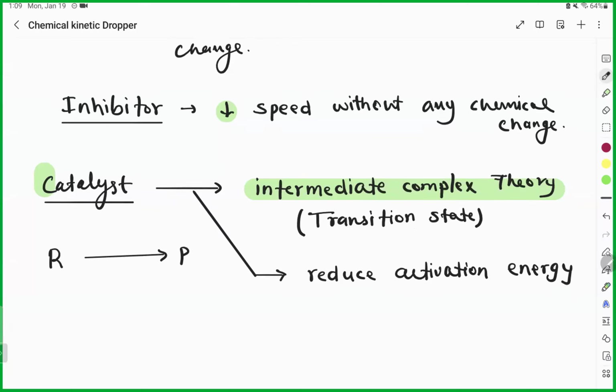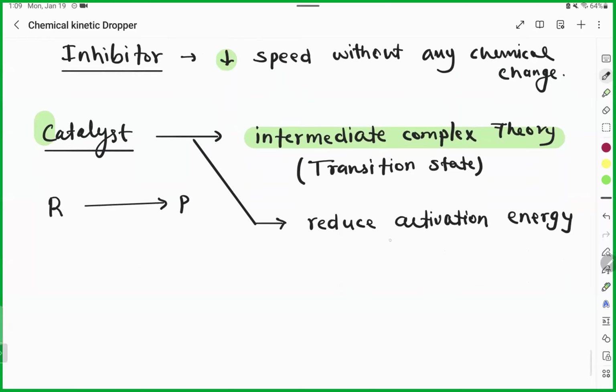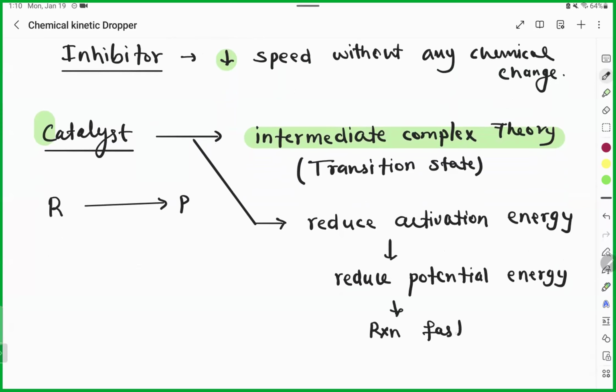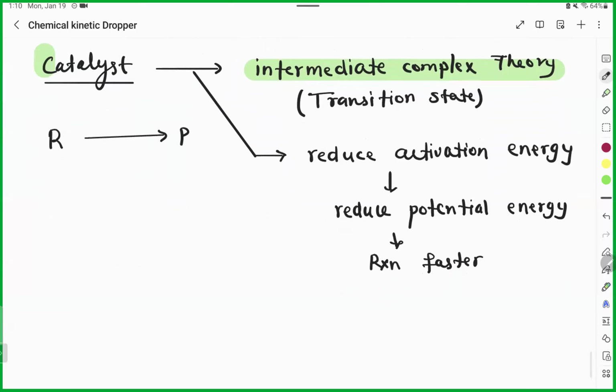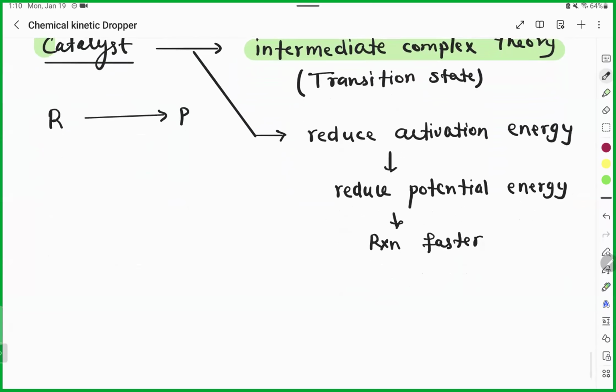So it will reduce the activation energy, the catalyst, and when it reduces the activation energy, it will also reduce the potential energy, because in your graph you have the potential energy word, so the meaning is the same, energy will reduce. If potential energy is reduced, then the reaction will be faster. Any doubt, guys? No, sir.